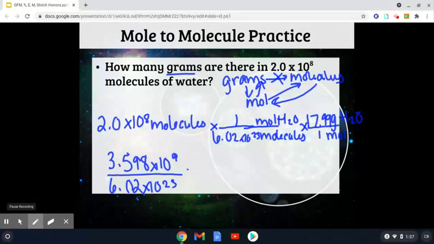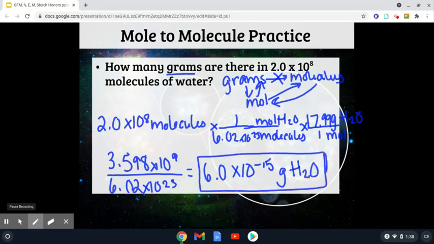And I would get that in 2.0 times 10 to the 8th molecules, that mass is 6.0 times 10 to the minus 15th grams of water. Okay, so you have to be careful what the question's asking you for and what conversion factors you know. So you can convert molecules and atoms into moles, and you convert moles into grams. So here you would just do a two-step conversion factor to solve.